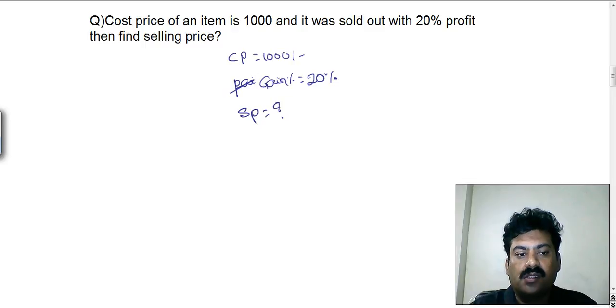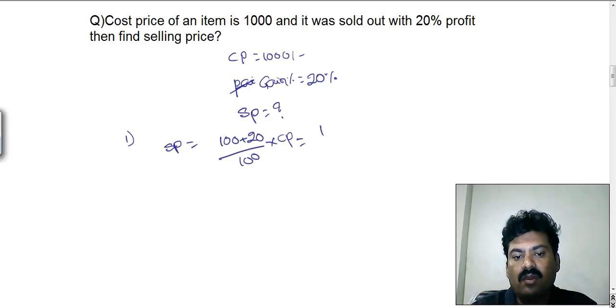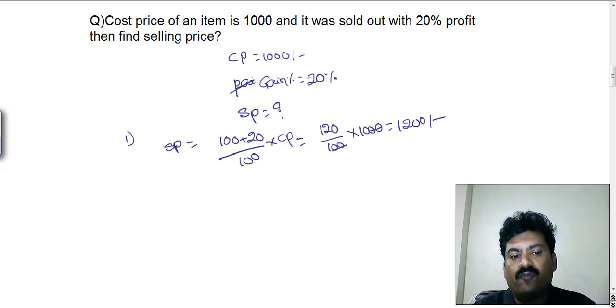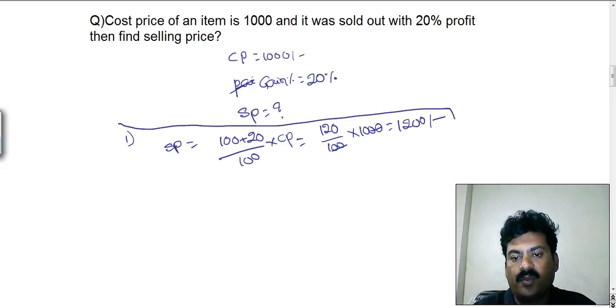We can follow two ways. First one, we can make use of the formula. By using the formula, we can complete the calculation like this. The selling price is equal to (100 plus gain percentage) by 100 into cost price. Now 120 by 100 into our cost price 1000 is equal to 1200. This is how by using the formula we can compute the selling price easily.